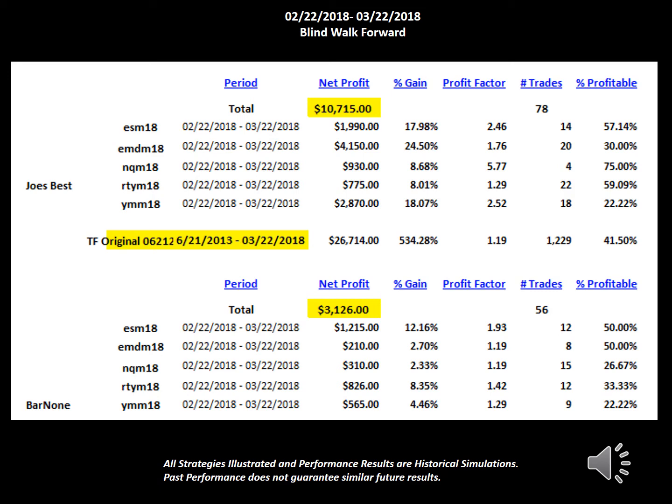It actually made money in every market and made $10,007 in a blind walk forward, trading 1 contract each of these 5 contracts. So it's something to think about when you're looking and saying, okay, what shall I be looking at? Well, take another look at those Joe's Best because, like I said, they're walking forward pretty well, at least over this month.